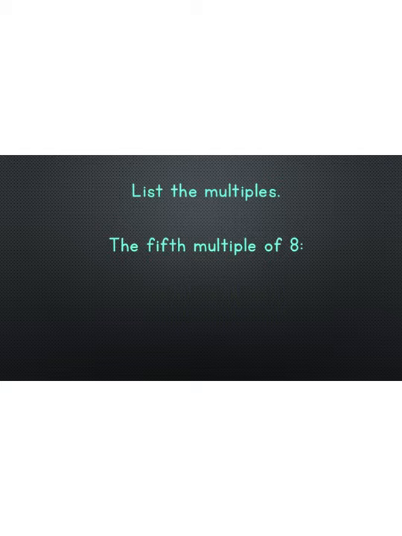All right, let's do the next one. The fifth multiple of 8, which is another way of saying 5 times 8. Okay, and hopefully you got 40. Our next one is the ninth multiple of 3, which is another way of saying 9 times 3. And hopefully if you did that, you got 27.